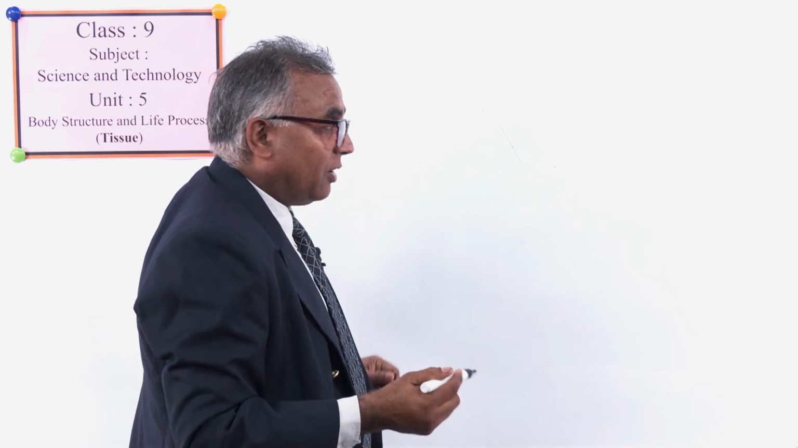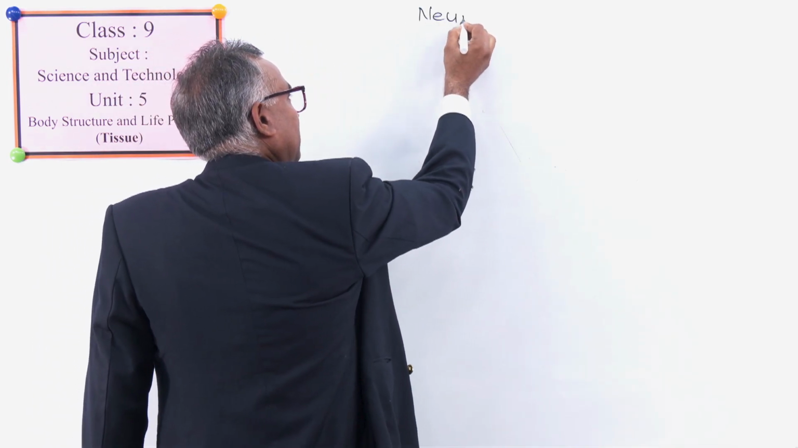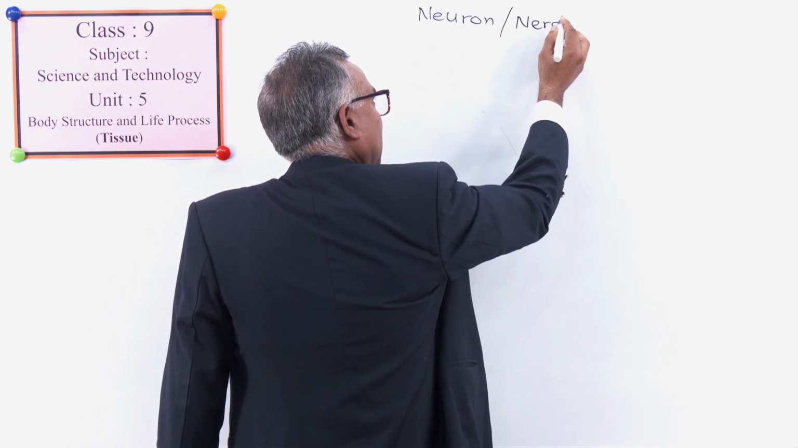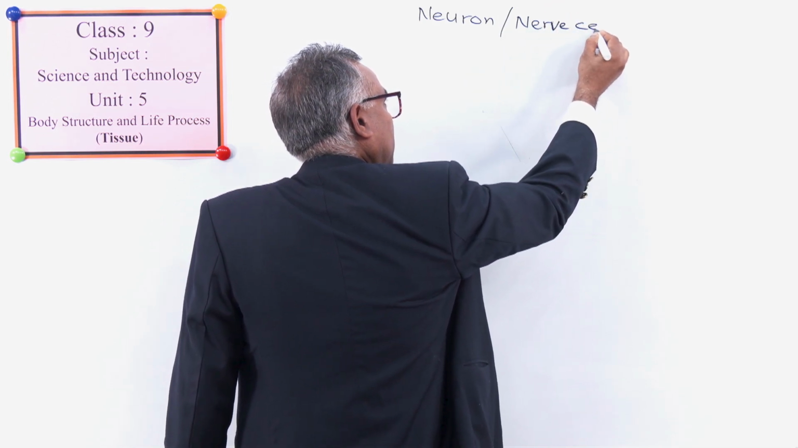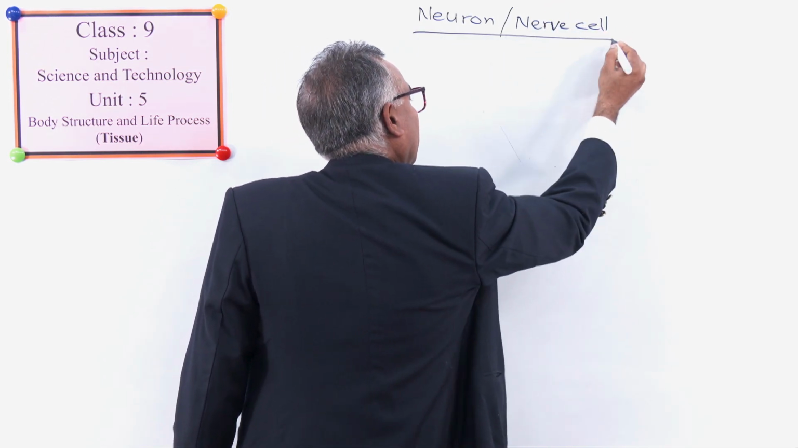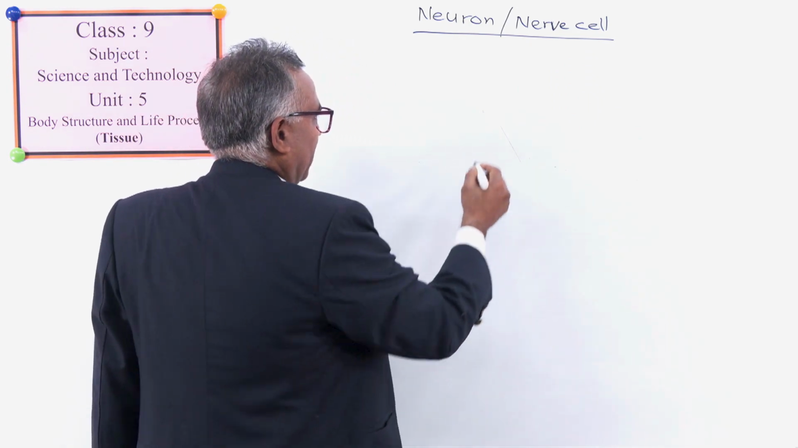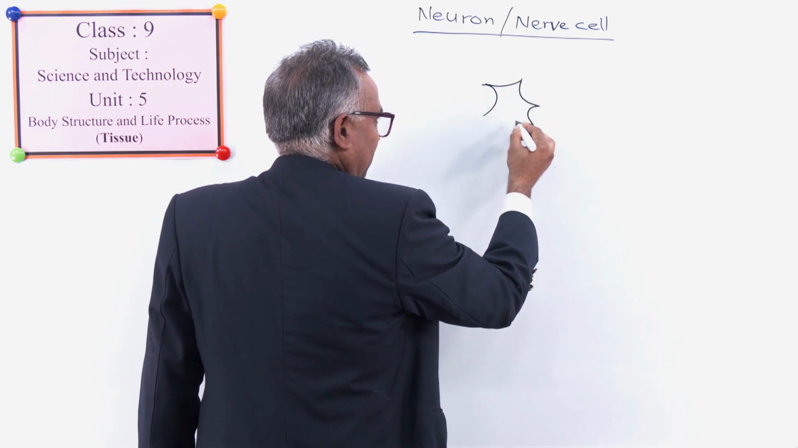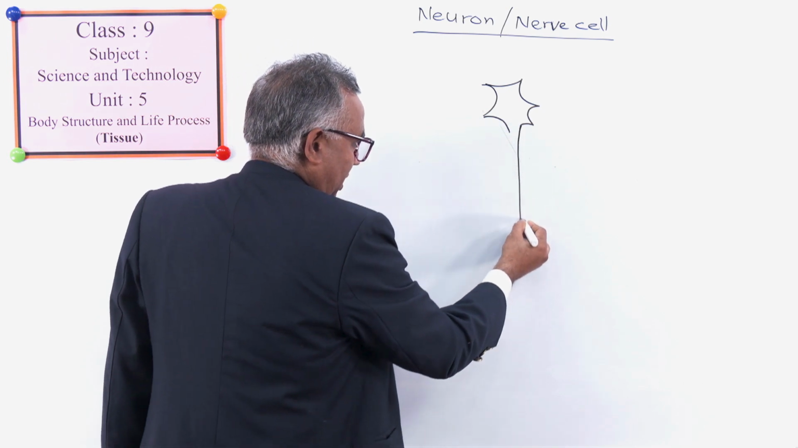It is a nerve cell or neuron. Yes, it is called a neuron. You can also say nerve cell. It is not necessary to make it in the same shape as it is given there. Just make a star-like structure. You can do it easily. And then pull it down.